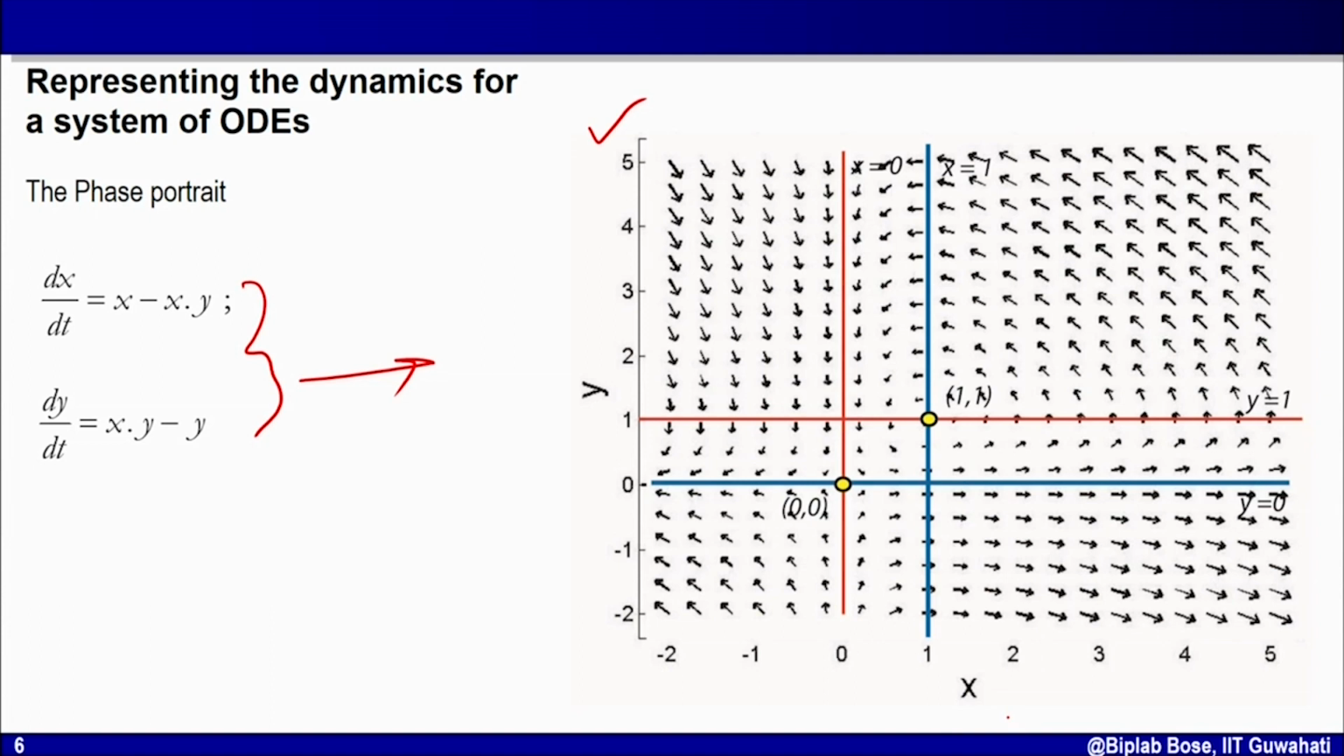I have x versus y. I have shown these colored lines, which are the null lines that we have discussed. The intersection points of the null lines are the yellow dots. Those are the steady states.